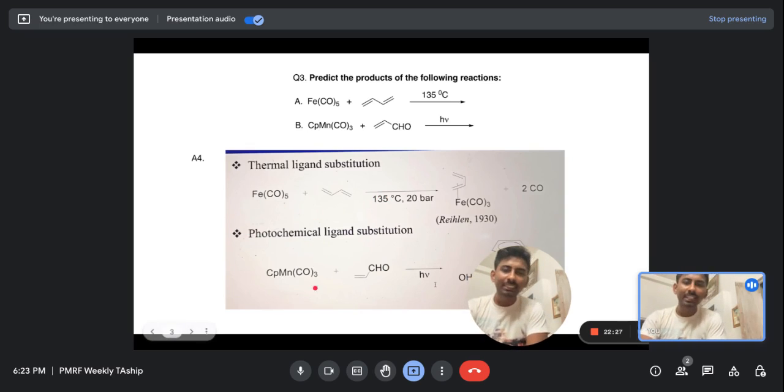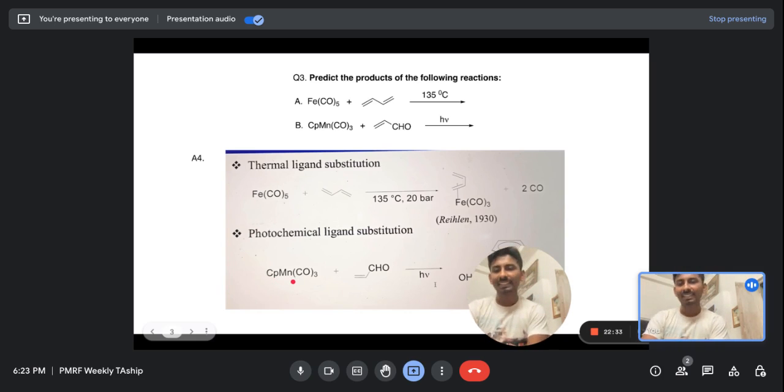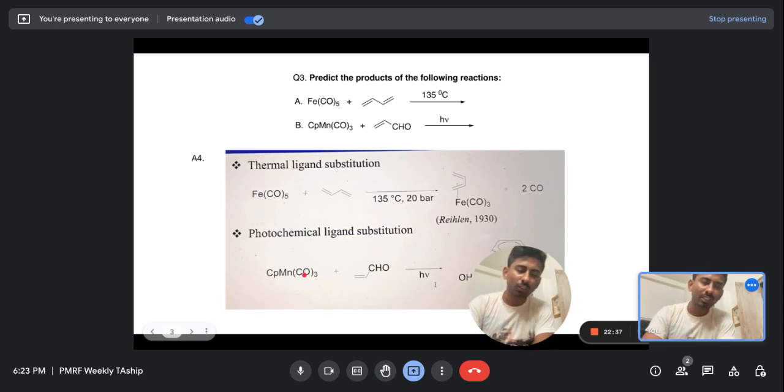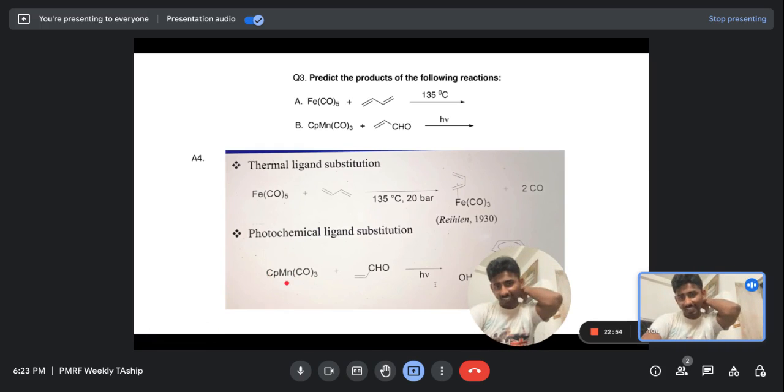In this case, CpMn(CO)3 is a piano stool complex. We will again count the total valence electrons of this complex. COs are 2 electron donors, so 3 COs deliver 6 electrons. Manganese is in the plus 1 oxidation state because Cp is negatively charged, so manganese is plus 1, a 6 electron system. 6 plus 6 is 12, and Cp minus donates 6, giving 18. That's why this is an 18 electron system.